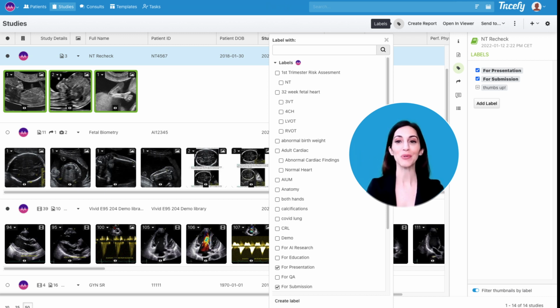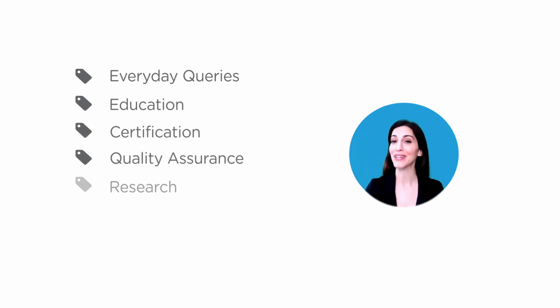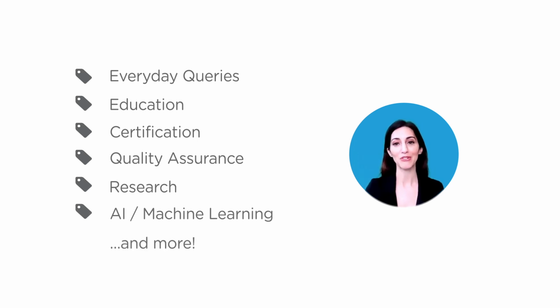This tutorial will show you how to get the most from your Tricefy labels. Labels are a text tag that can be applied to all images in an entire study or select images within a study that make it easy to organize, search, filter, and recall from your Tricefy database. Tricefy labels can be useful for everyday queries, education, certification, quality assurance, or research, including AI and machine learning, helping you to focus on what matters most.